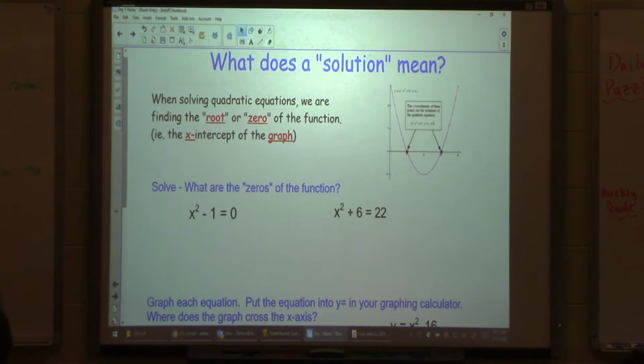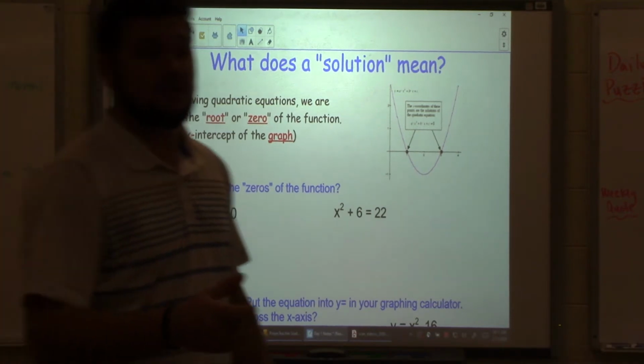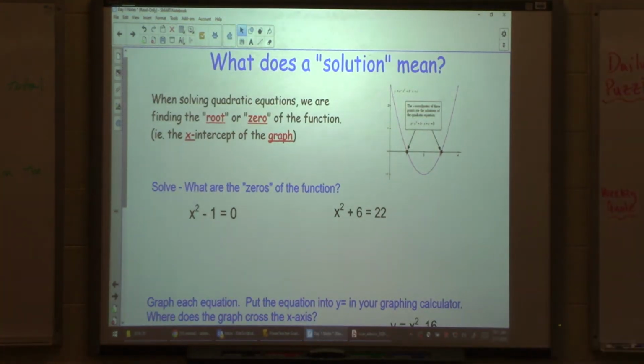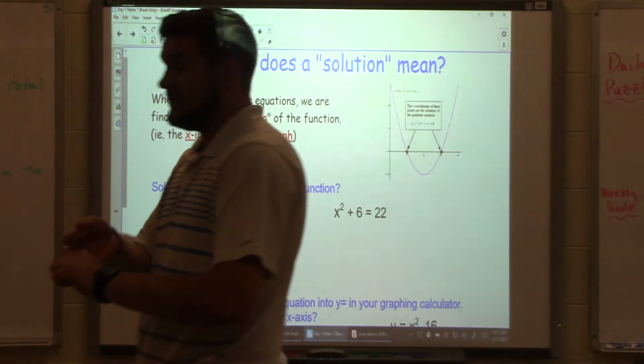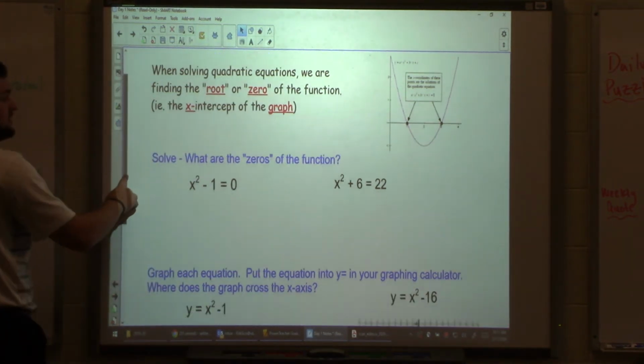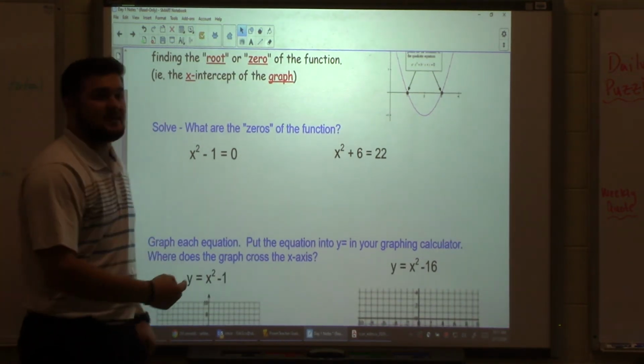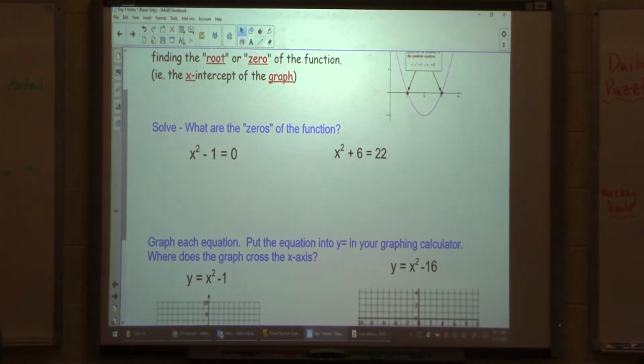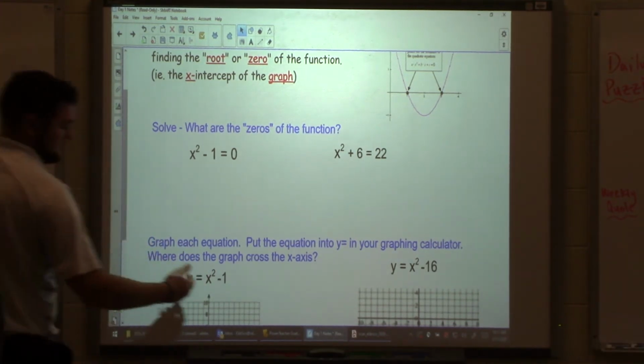I can almost guarantee you, because I've seen this test before, that it may say on it at some point, find the roots of this equation, or find the zeros of this equation. If you're not paying attention right now, you're not going to know what that means when it comes test time. Zeros, roots, solutions, all mean the same thing. So if it says, what are the zeros of this function, I'm going to solve this the exact same way I just solved the other ones, because zeros is the same as solutions.